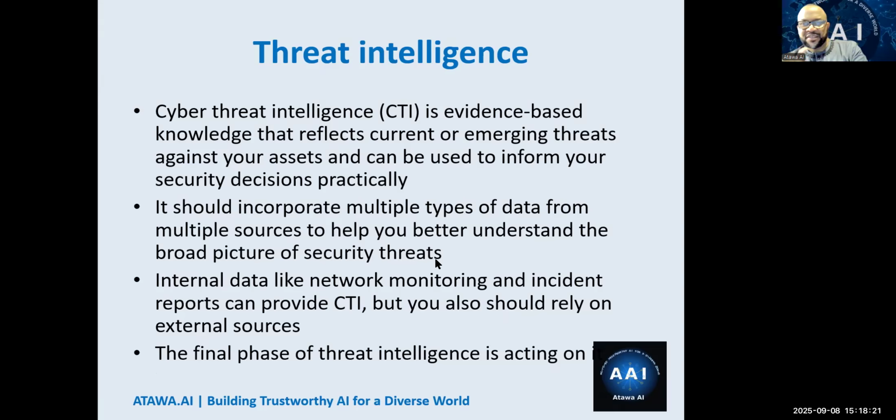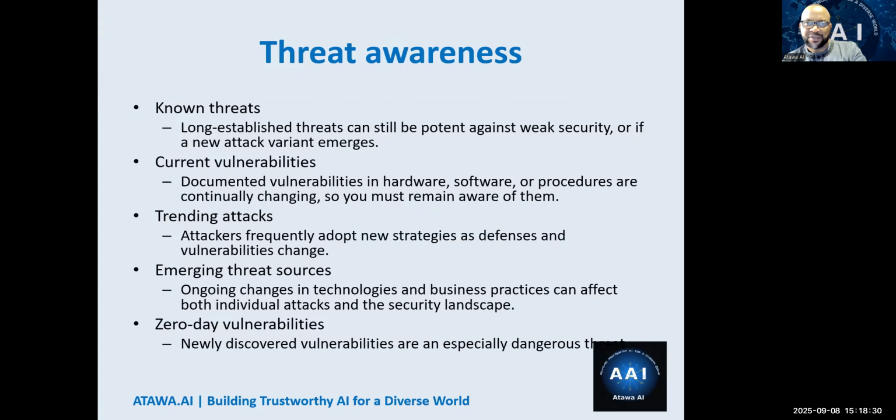So threat intelligence is a specialized area where I do a lot of training, like for law enforcement or other entities, on how to use threat intelligence, right? So for threat intelligence, just understand that to be aware of it, you could have obviously the known threats, current vulnerabilities, looking at trending attacks, what is happening in the industry.